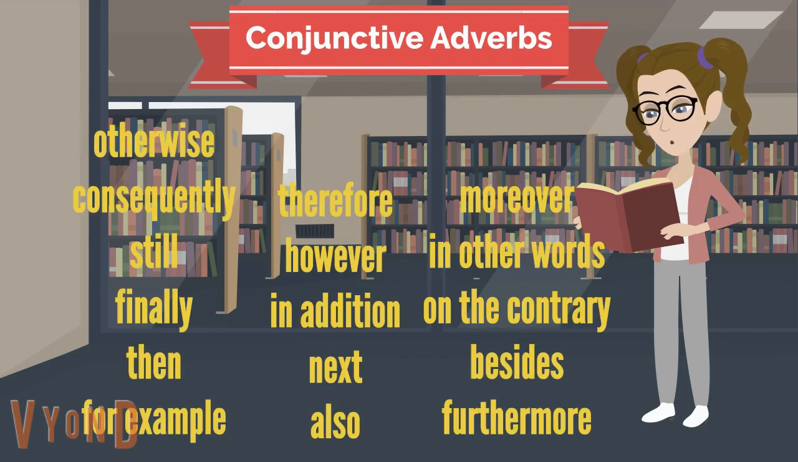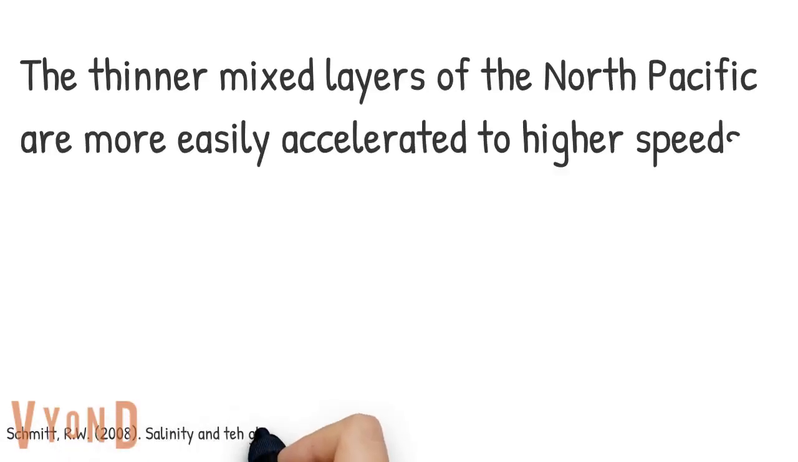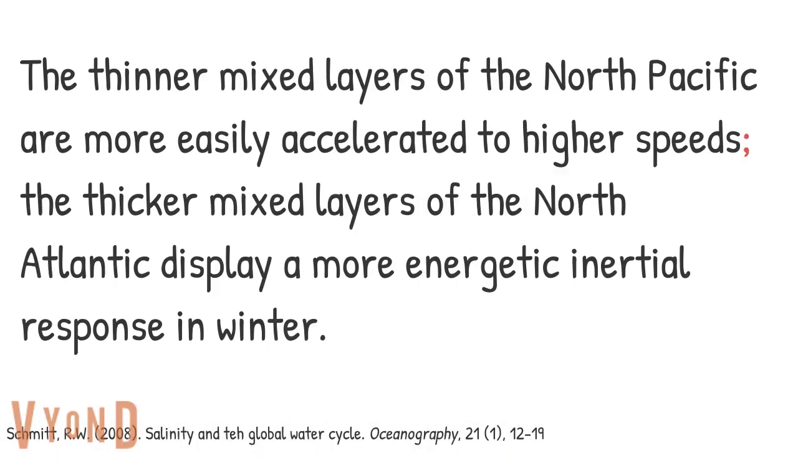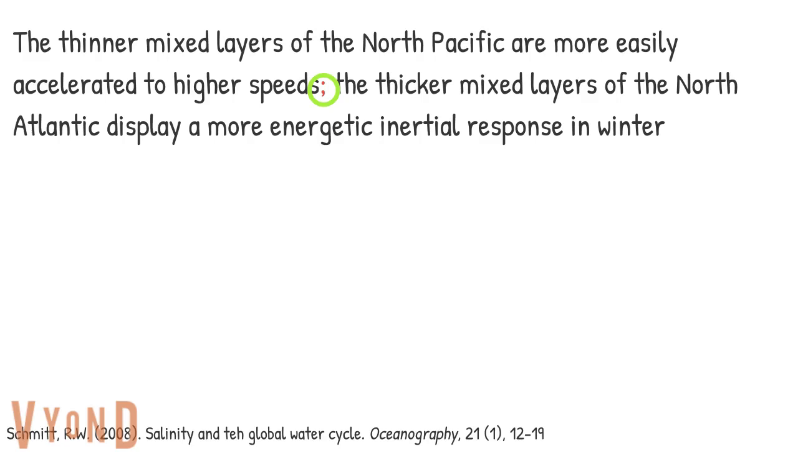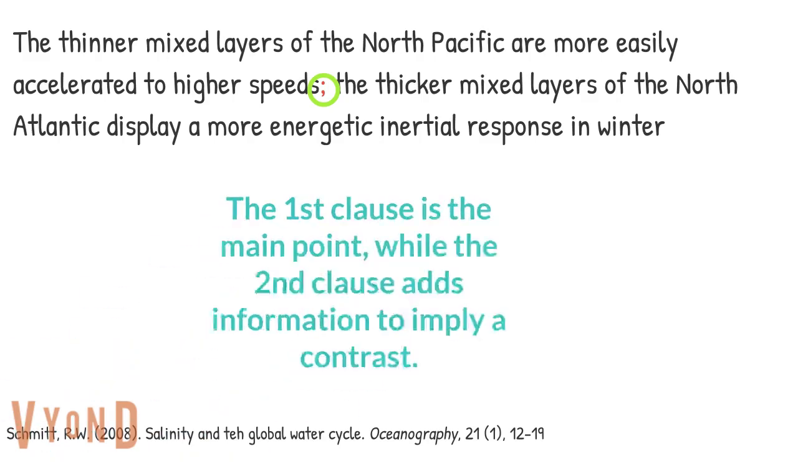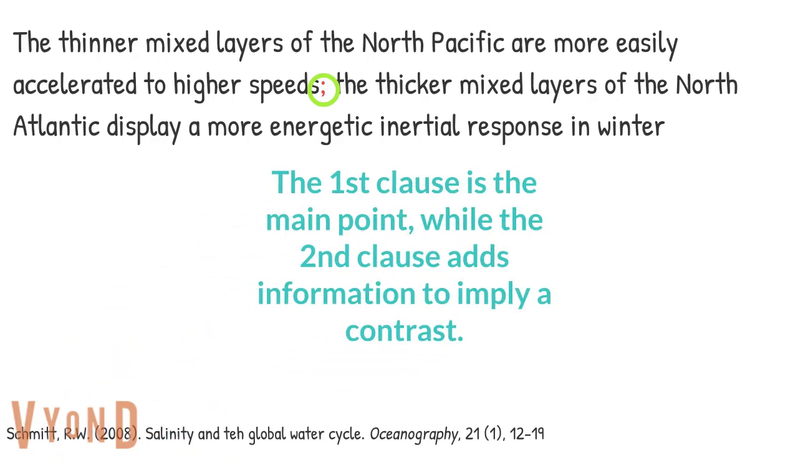Okay, there's a third way to build a compound sentence. Have a look. There is no linking word, only a semicolon. This is typically done when you want to make a point, but then you also want to add some relevant information, but without having that as a separate sentence. So here, this is how the meaning has been affected. The first clause is the main point, while the second clause adds information to imply a contrast.